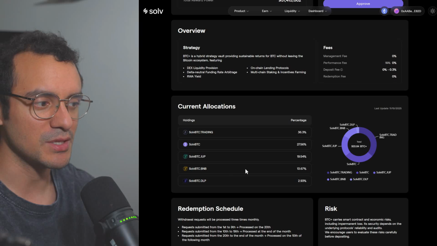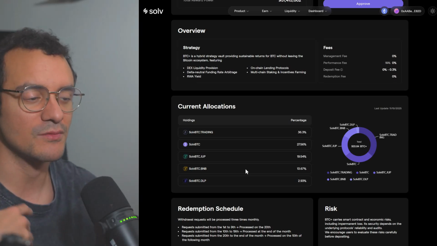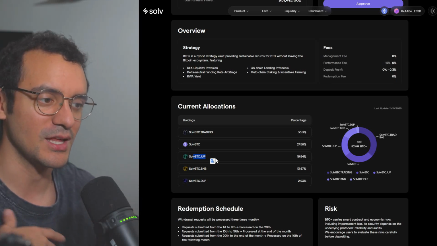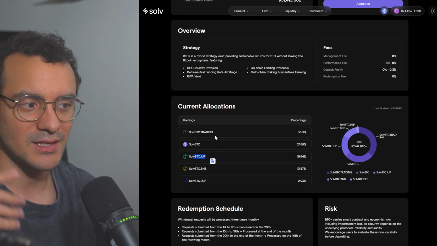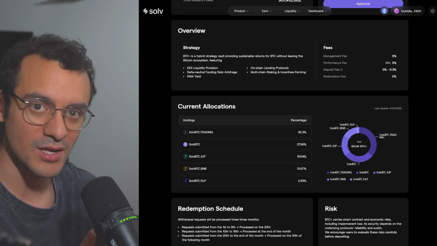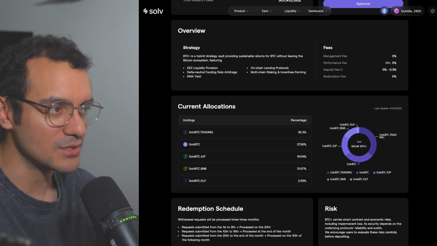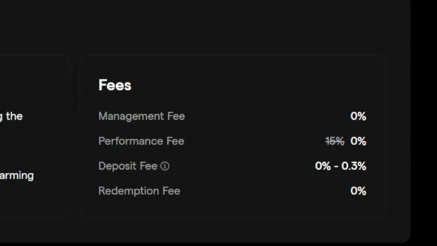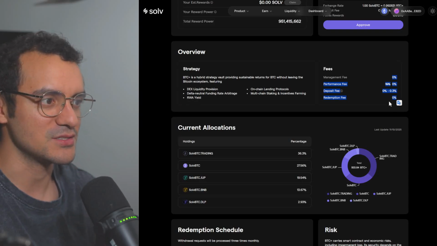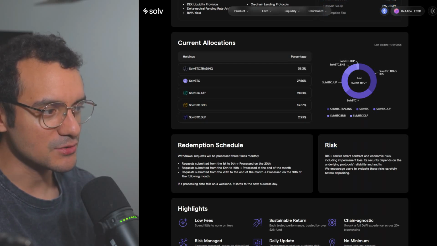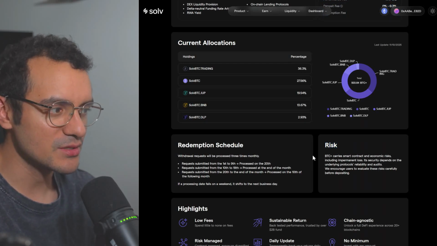And this solvebtc.bnb is their Bitcoin version on the Binance Smart Chain, and this one is for their BTC token on the Solana blockchain, and that's it. And the SolvBTC trading is the BTCs that they use to trade, and the profits are then distributed into this pool. Okay, and as you can see, there are no fees, nothing, just a small 0.3% fee, and there are no other fees, as you can see here. And of course, there are risks associated with BTC Plus. Of course, impermanent loss, security, and stuff.